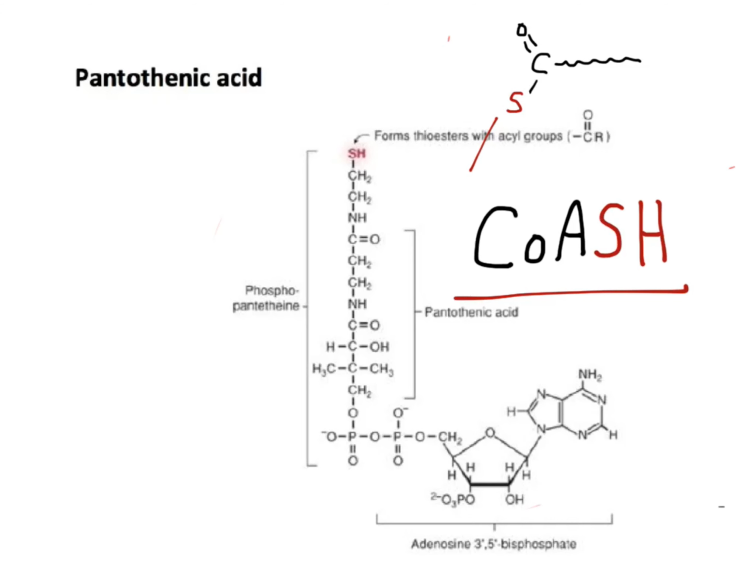The root word pantothenic means from everywhere. This vitamin is found in most all foods, and so deficiencies of pantothenic acid and coenzyme A are very rare. So that concludes our video on nutrition.